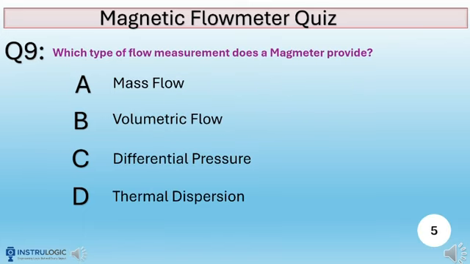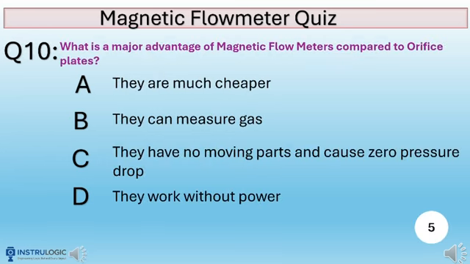Question 9. Which type of flow measurement does a magmeter provide? Question 10. What is a major advantage of magnetic flow meters compared to orifice plates?